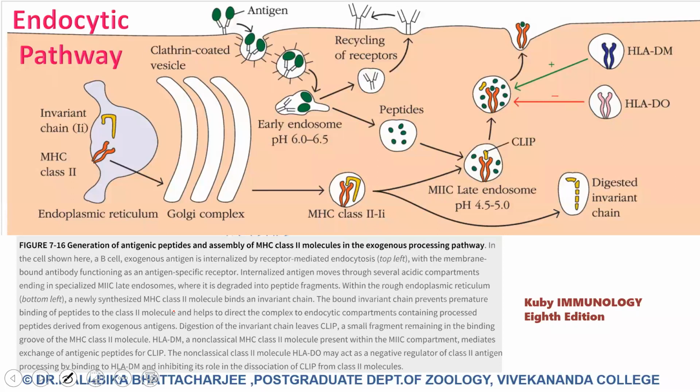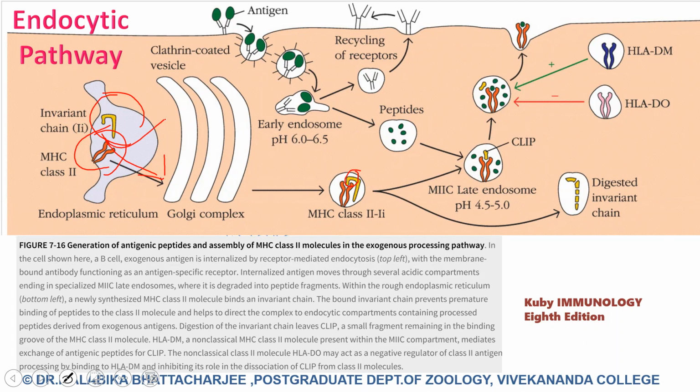Let's look into this picture. As you can see in this endocytic pathway, the class 2 molecules are being synthesized and introduced into the endoplasmic reticulum. In the endoplasmic reticulum, there is another molecule which is known as the invariant chain. So when the class 2 molecule moves out from the endoplasmic reticulum, the invariant chain positions itself in such a manner that it occupies the peptide binding groove of the MHC class 2 molecule, so that by mistake another peptide fragment is not introduced in its peptide binding groove when it is within the ER.